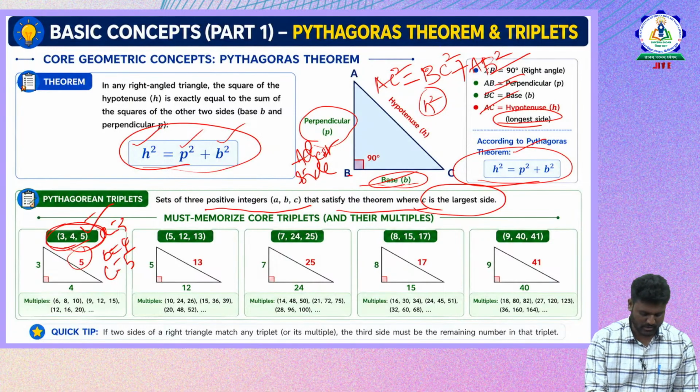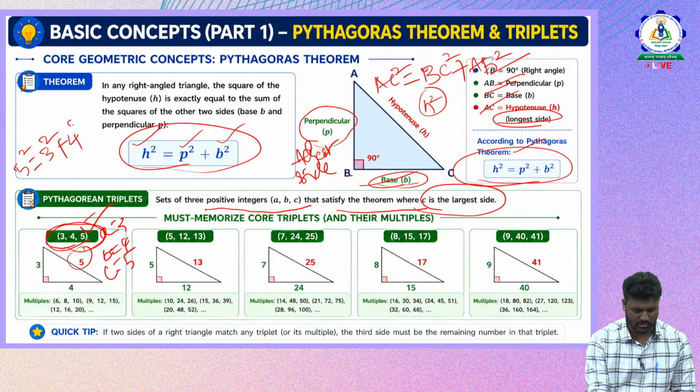Okay, so suppose let us try to apply 3, 4, 5 into the Pythagoras theorem. Okay, so now what is the hypotenuse here? 5 square. Okay, so what is the perpendicular? 3 square. Okay, so what is the base here? 4 square.